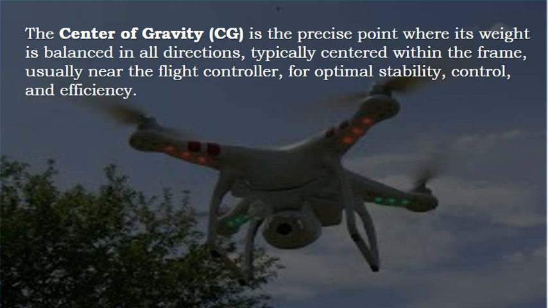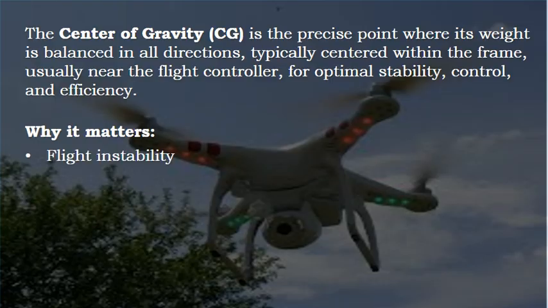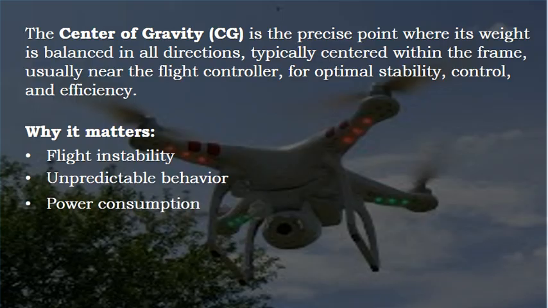The first section will focus on center of gravity and its impacts on flight operations. First, you must understand what the center of gravity, or CG, means and why it matters. The drone's center of gravity is the precise point where its weight is balanced in all directions, typically centered within the frame, usually near the flight controller, for optimal stability, control, and efficiency. It matters because an incorrect center of gravity can cause flight instability, unpredictable drone behavior, excess power consumption, reduced control authority, and loss of altitude during maneuvers.